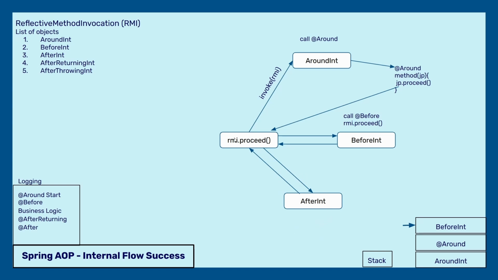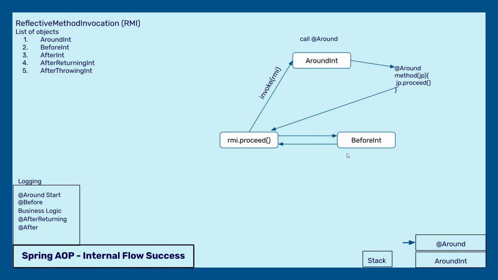The pointer goes back to the RMI.proceed or the proceed method. Let's remove this as well. The next thing in our stack is before interceptor. It pops up, the stack points to the around, and we will execute the invoke method of before interceptor. Here RMI.proceed is completed. There is nothing more to be executed. So remove this as well. And since nothing is remaining here from the invoke method of before interceptor, we'll remove this as well.